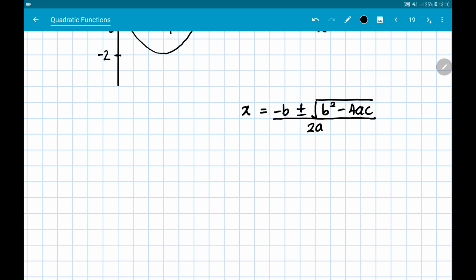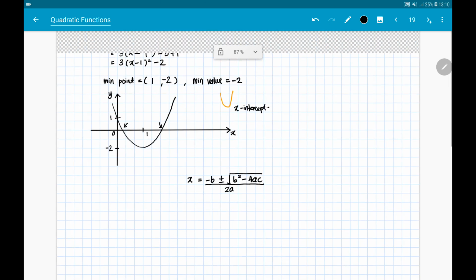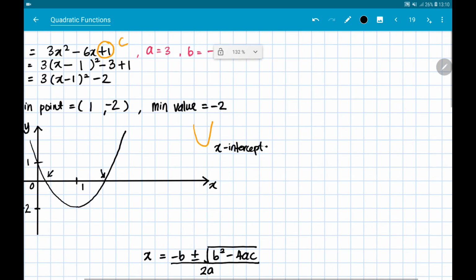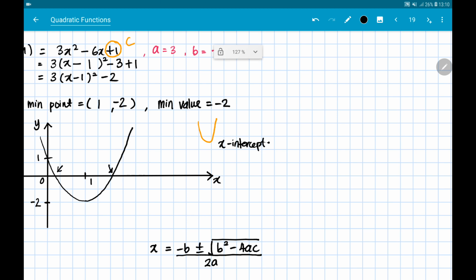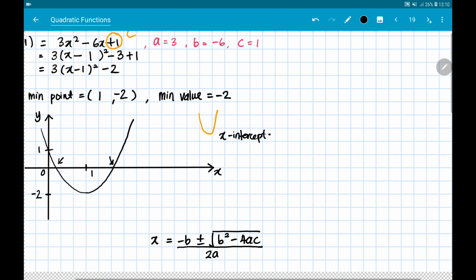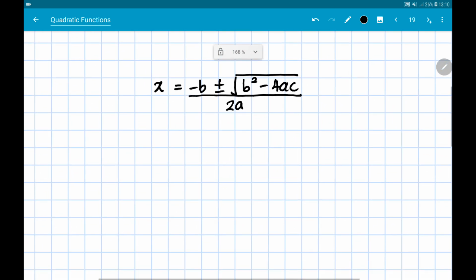Earlier we have talked about the values of a, b and c. So once again, quick recap. You see here the a value is 3, the b value is negative 6, and the c value is 1. Taking these values, let's plug them into the quadratic formula.